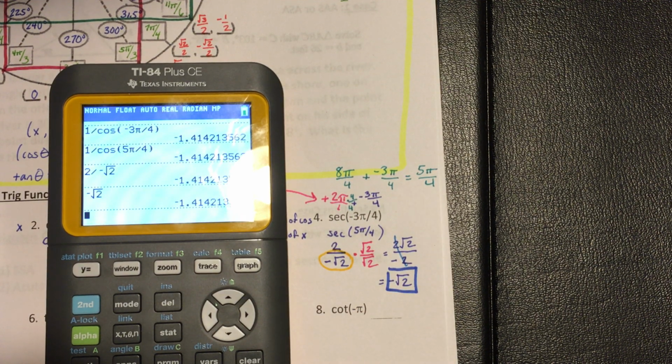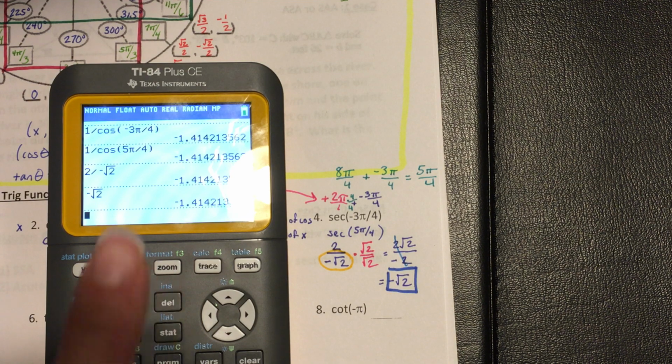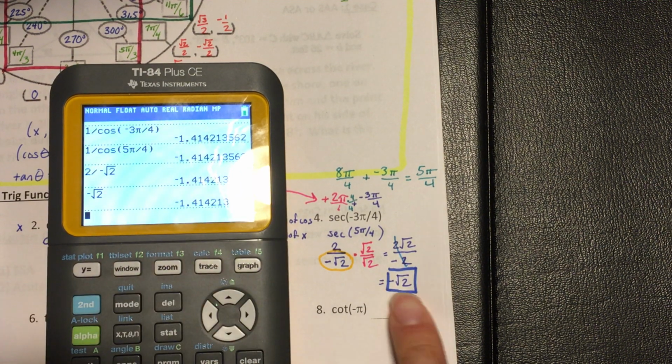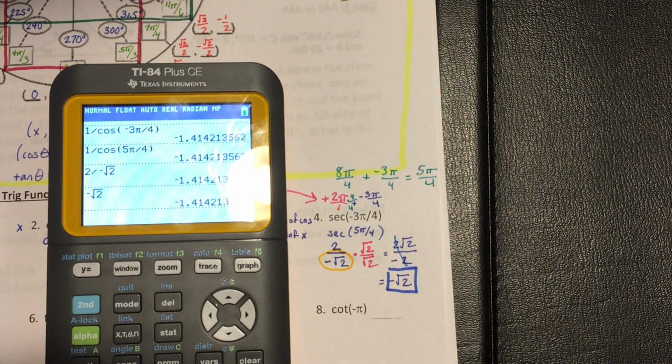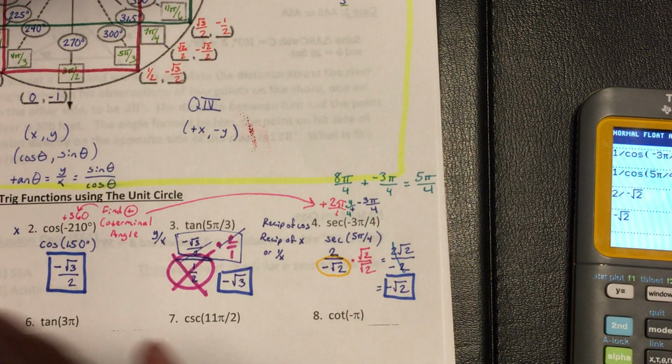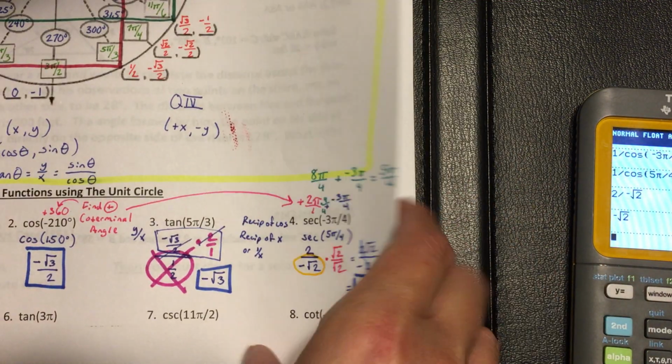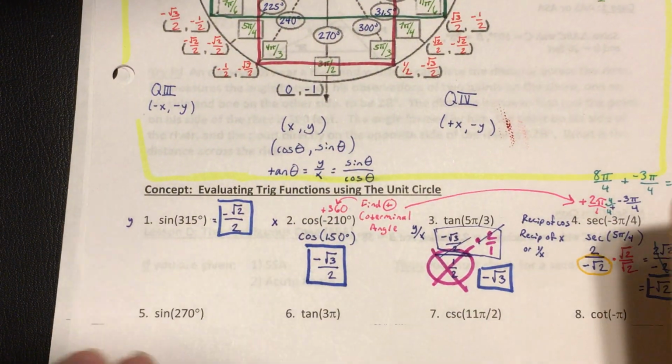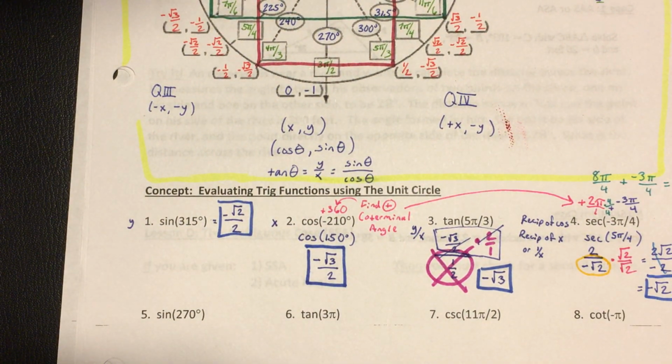So again, you can use your calculator to check yourselves, but there's no way for my calculator to generate that radical answer. So let's go ahead and actually, if I were you folks, I would go ahead and pause the video and try number 5 all on your own.